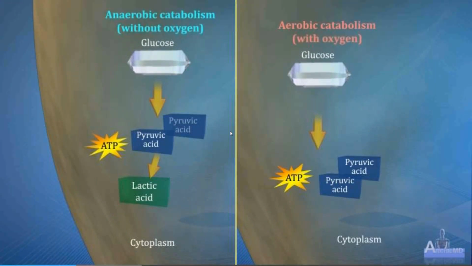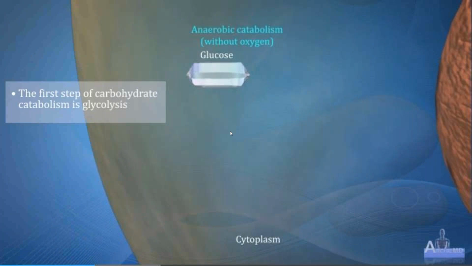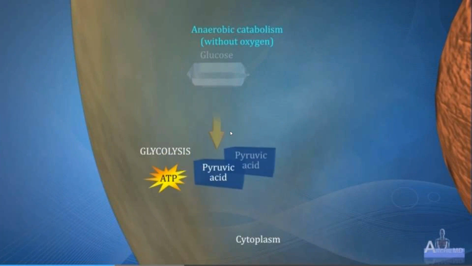The first step of carbohydrate catabolism is glycolysis, and it occurs in the cytoplasm of human cells. Glycolysis is an anaerobic process. In anaerobic catabolism, glucose is broken down through a series of chemical reactions into pyruvic acid and then into lactic acid. Because most of the energy remains within the lactic acid molecule, this totally anaerobic process of glucose catabolism yields little ATP.